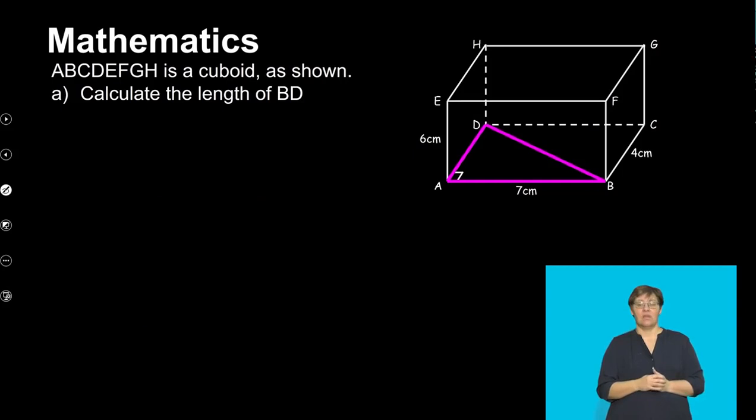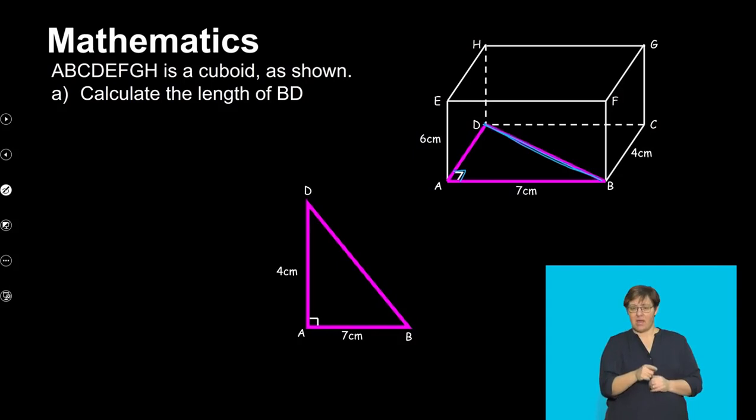Okay, so now they've asked us to calculate the length of BD. And BD is this line sitting on the base of this cuboid here. Because it's lying on the base, we realize that this angle here is 90. And because this angle here is 90, we actually have a right angle triangle. Because we have a right angle triangle in triangle BAD, we can then use the Grade 9 theorem of Pythagoras to solve it. So it becomes pretty simple from here on.